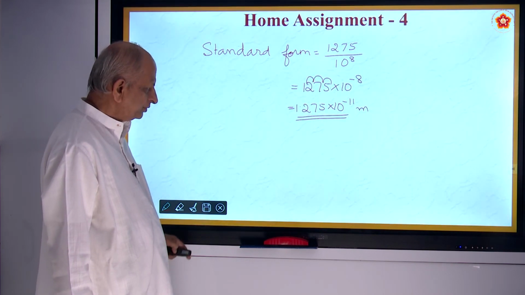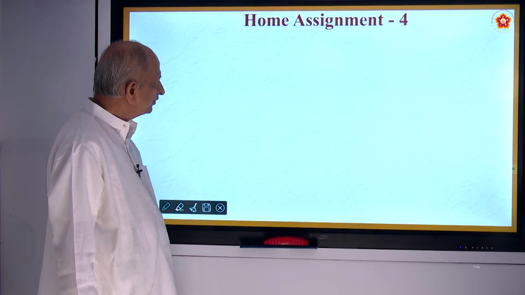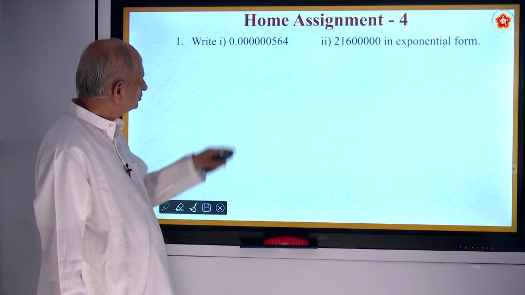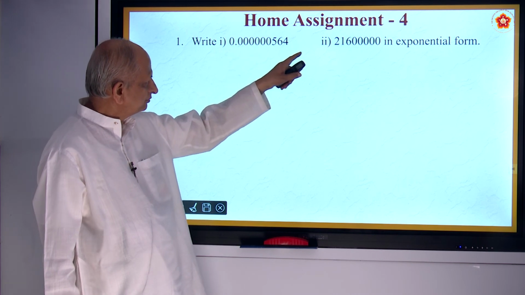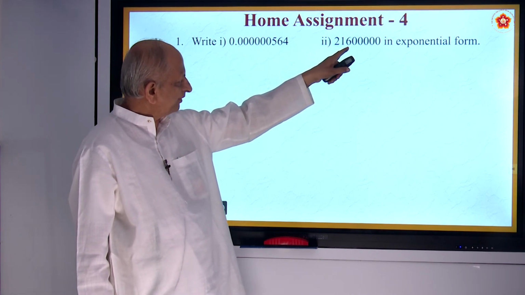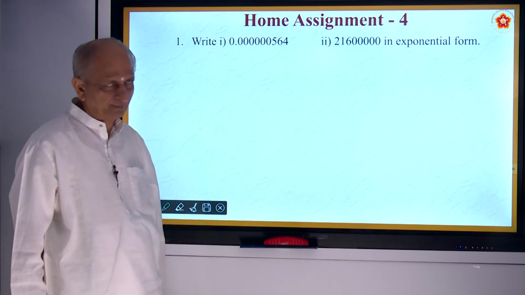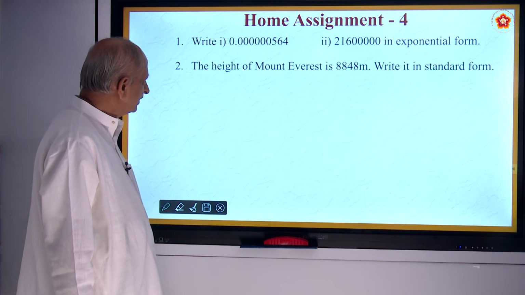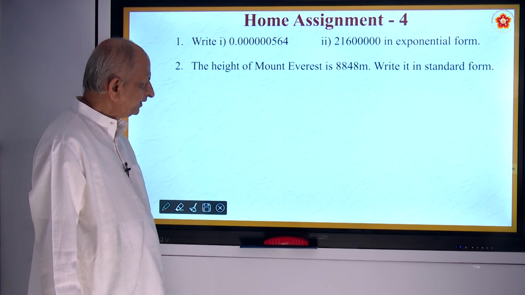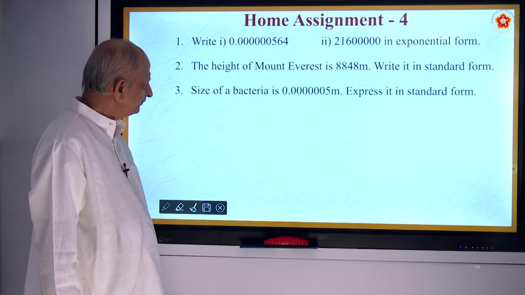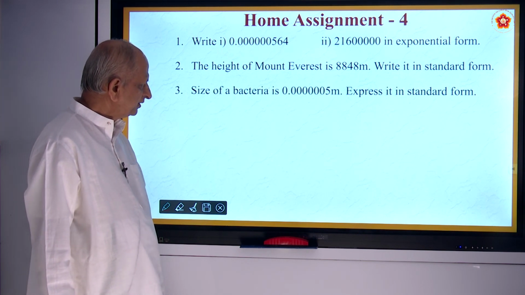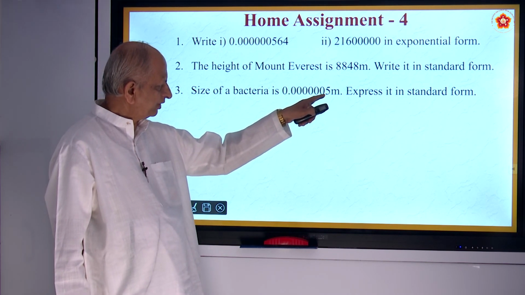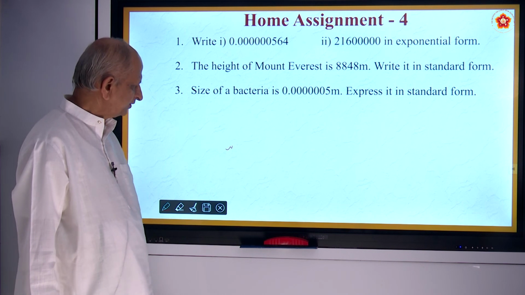So now coming to home assignment. First question, write 0.60564 and 216 followed by 5 zeros in exponential form, that means in powers of 10. Then the height of Mount Everest is 8848, write in standard form. Size of a bacteria is 3 plus 3, 6 zeros followed by 5 meters, expressed in standard form.